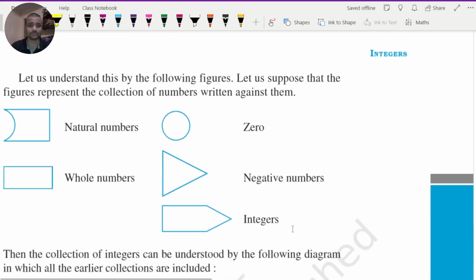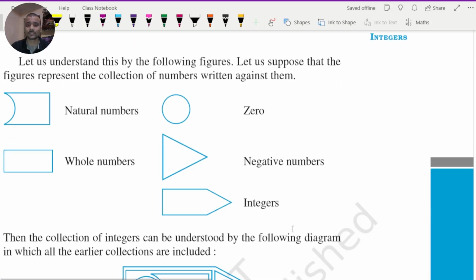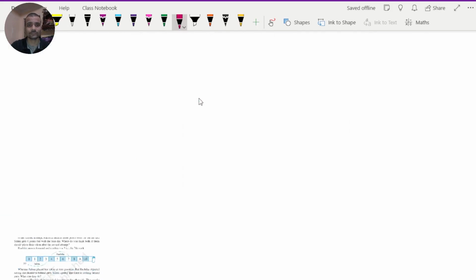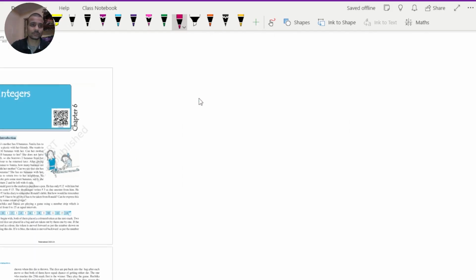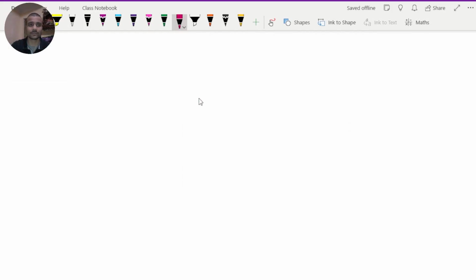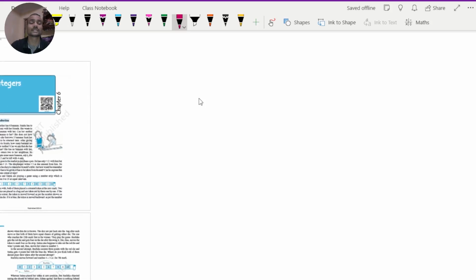Here some figures are given that show the current position and the situation. So let us forget all that and come to the topic here. I am making you understand what an integer is, and what the difference is between whole numbers and natural numbers. These are the things we would be discussing.